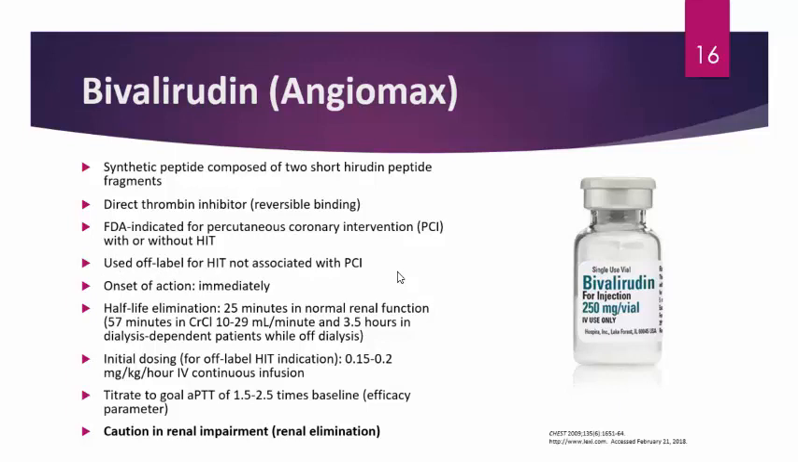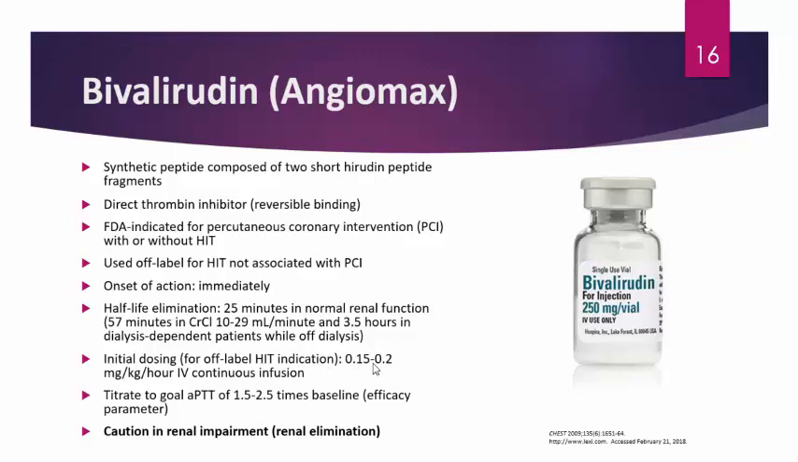So say if your patient just develops HIT, but they don't require percutaneous coronary intervention, you can still use Bivalirudin, but technically per the FDA, it's off-label at that point. Like Argatroban, its onset of action is immediate. It has a half-life elimination of about 25 minutes in normal renal function, though in patients who have renal dysfunction of some kind, it's prolonged, with patients on dialysis actually having a half-life elimination of 3.5 hours. So in those patients, it will take a lot longer to eliminate this drug.